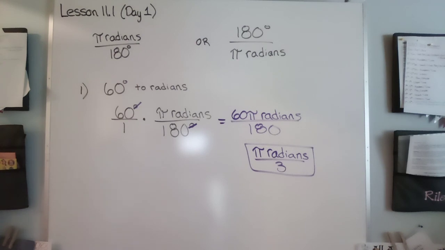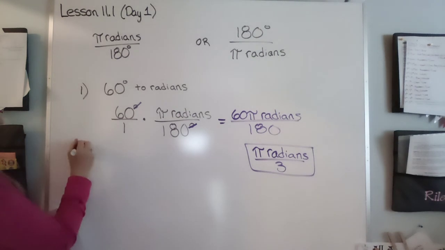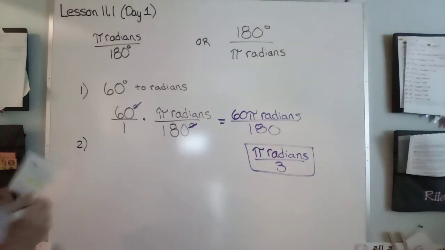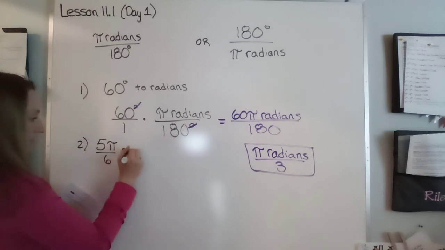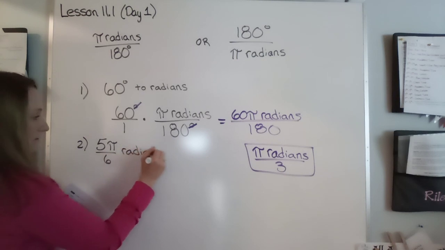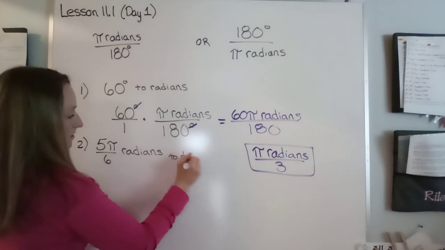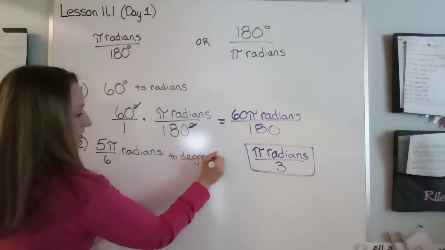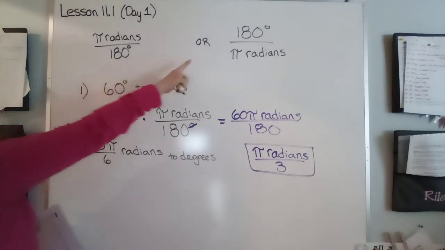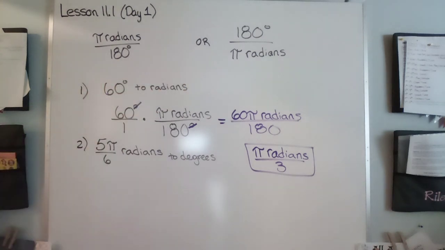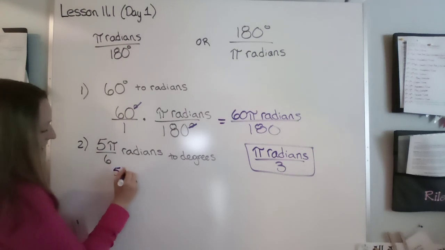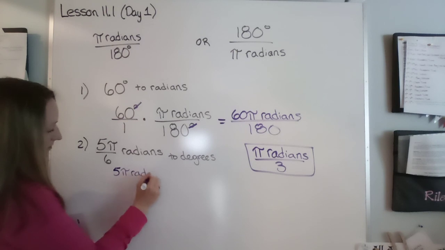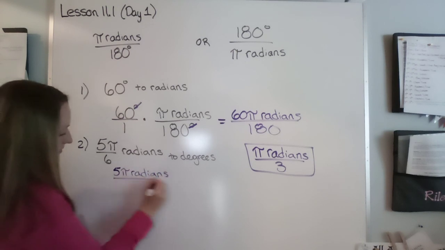We'll do one more, but going the opposite direction. So now I want to convert from radians to degrees. So example 2, we want to convert 5 pi over 6 radians to degrees. So the first step, again, is deciding which conversion factor to multiply by. Remember, you want your units to cancel so you can convert from one unit to another. So let me write this down again. You have 5 pi radians over 6.